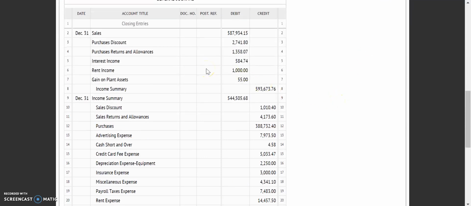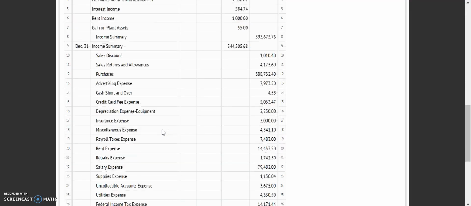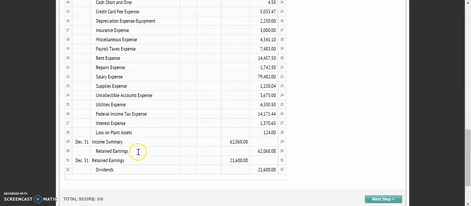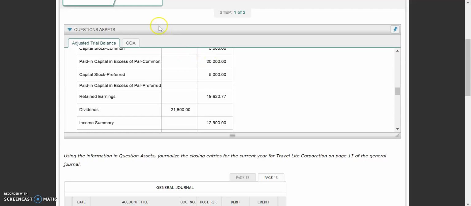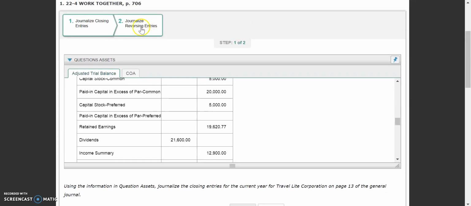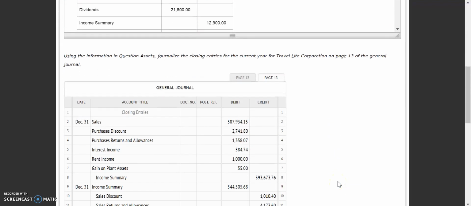Income statement accounts with credit balances, income statement accounts with debit balances, net income or net loss is number 3, and then our 4th one is dividends. So our next step is we're going to do our reversing entries. I'm going to do that in a separate video here because we're almost out of time. So I will meet you over there for part 2.